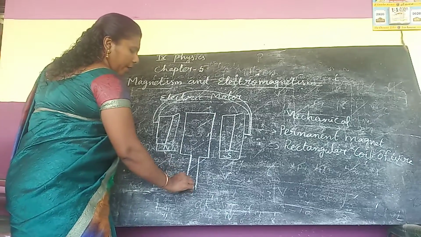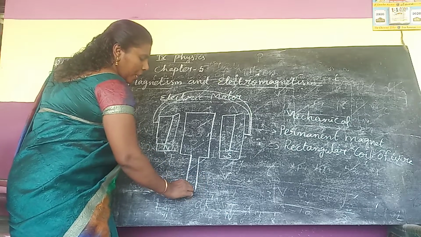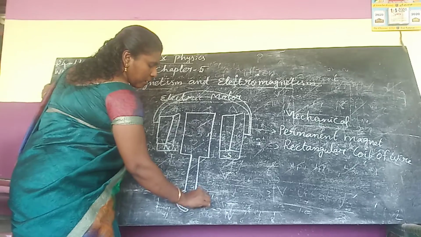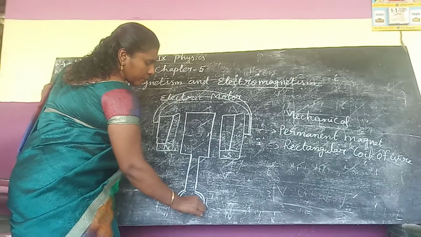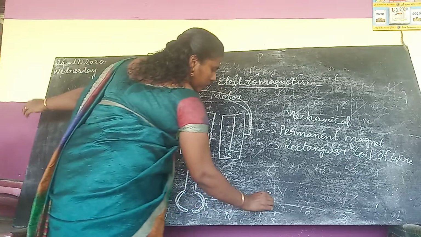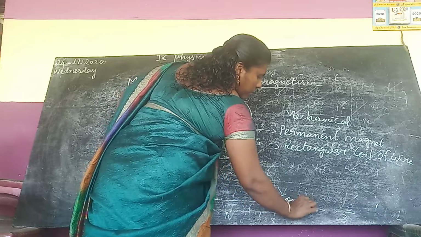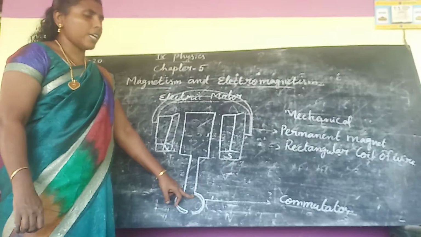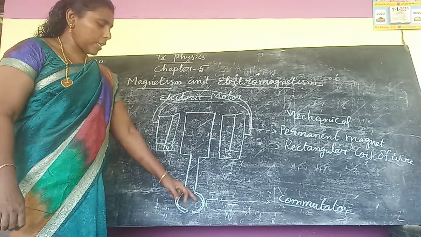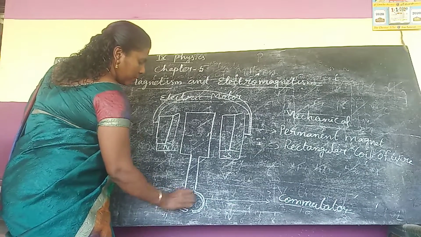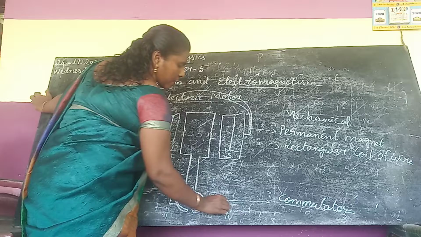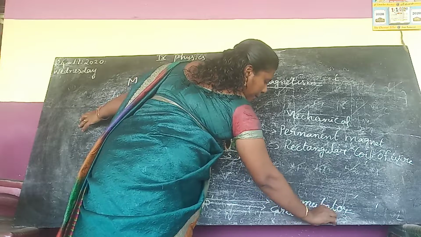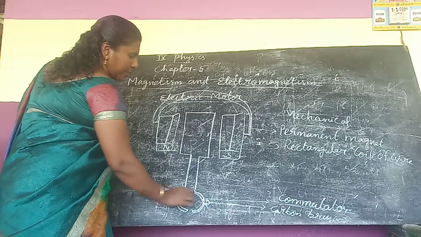At the end of the rectangular coil, a commutator is attached. Commutator. What is the use of this commutator? To change the direction of current. Then carbon brushes, this B1 and this B2.